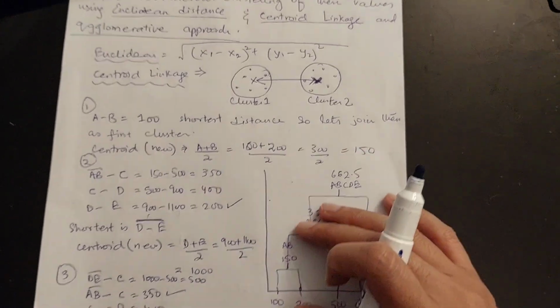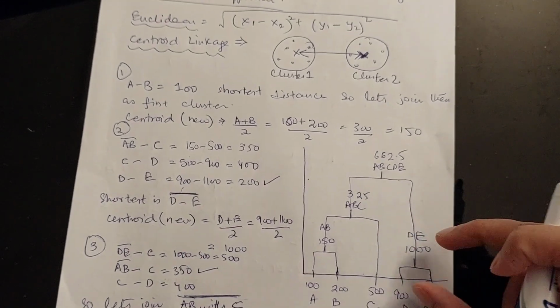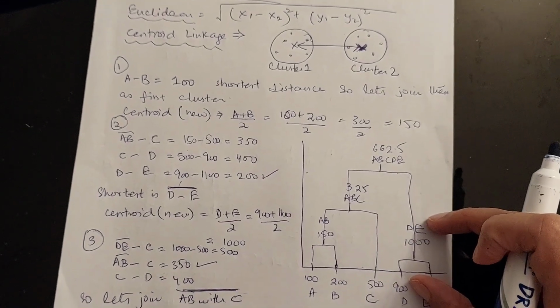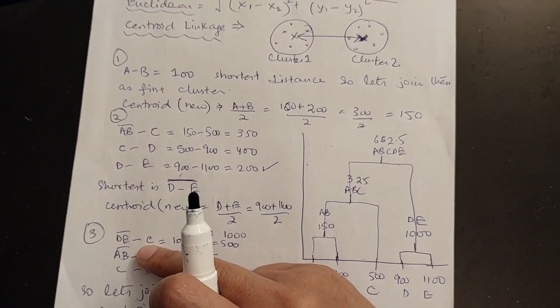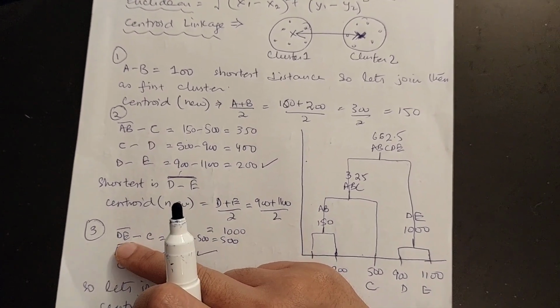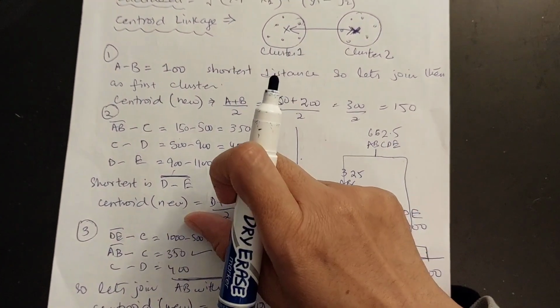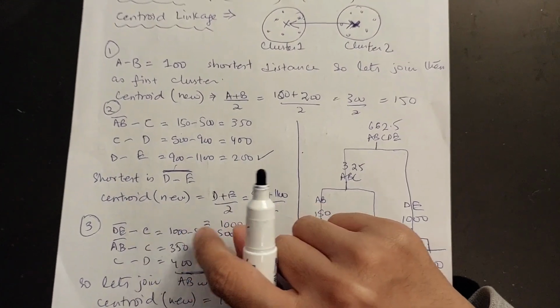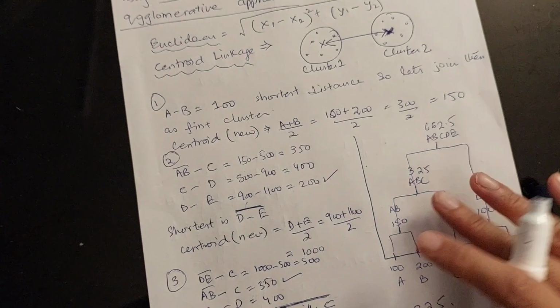Okay, now let's move forward and find out the distance between this data point and this data point. So DE minus C. What is the centroid of DE? The centroid of DE is 1000 and the centroid of C is 500. So 1000 minus 500 is 500.